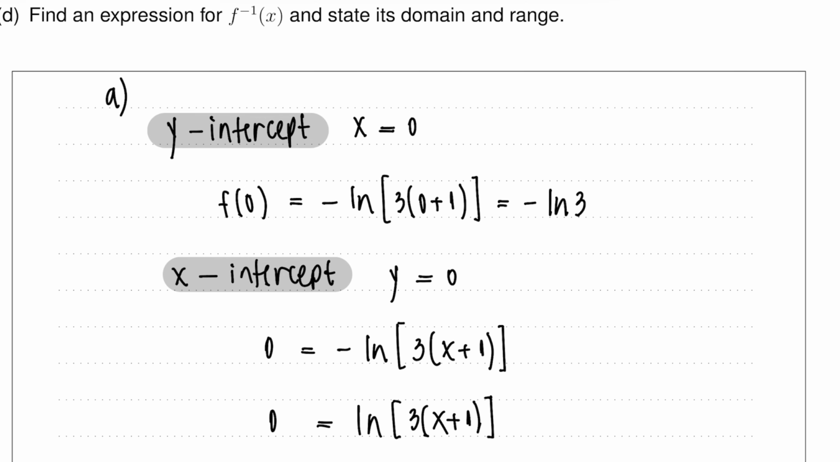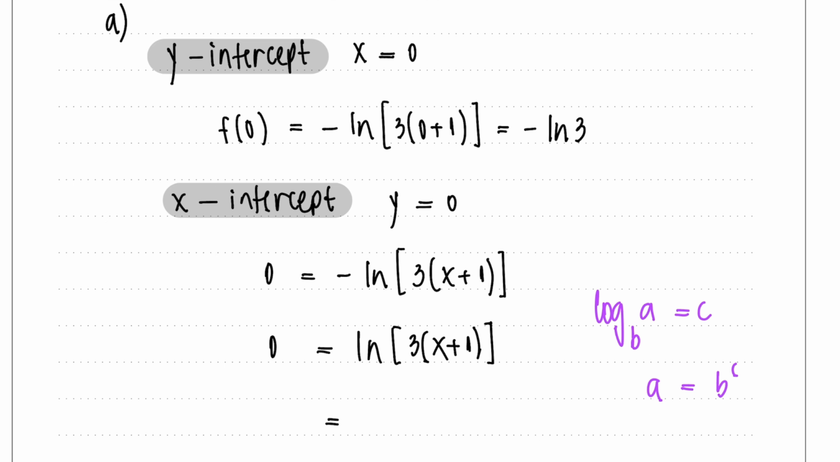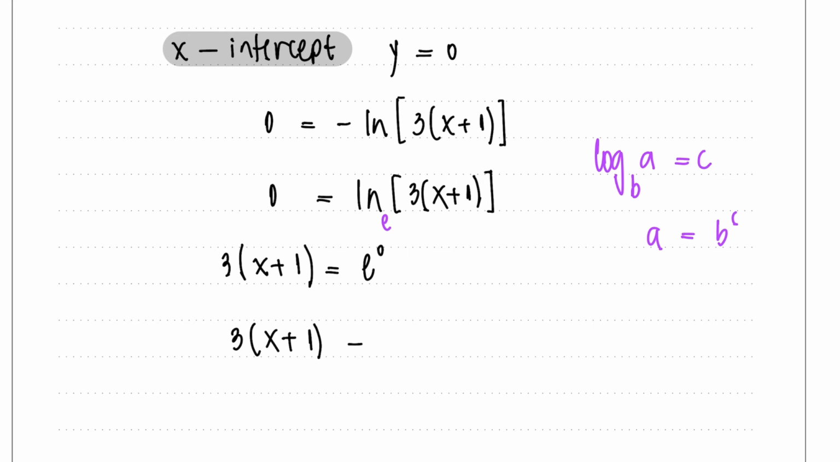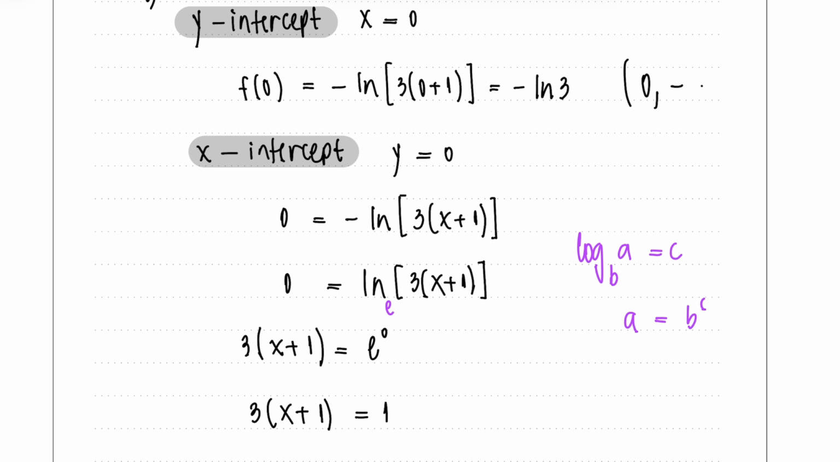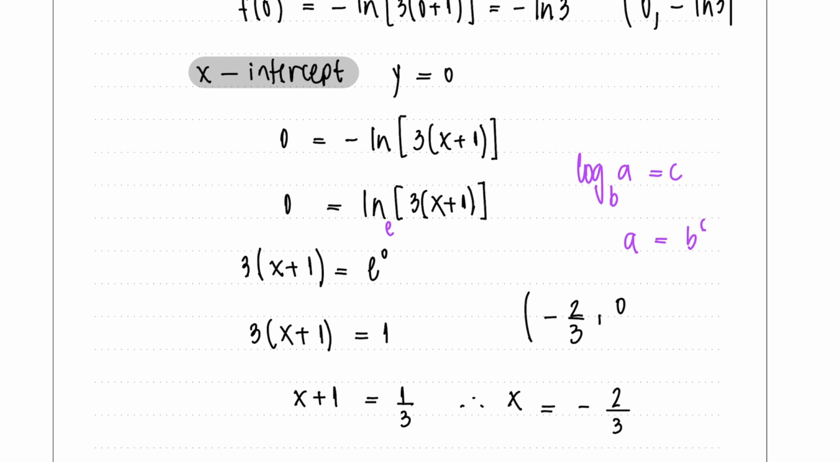Which means, and this is a property, the conversion between exponentials and logarithms, when we have log of a base b equal to c, this means that a is b to the c. Therefore, given that we have a base e over here, we have 3 times x plus 1 equal to e to the 0. And given that e to the 0 is 1, we have x plus 1 equal to 1 over 3. Therefore, x equals negative 2 over 3. So the points are 0, negative ln of 3, and negative 2/3, comma 0.